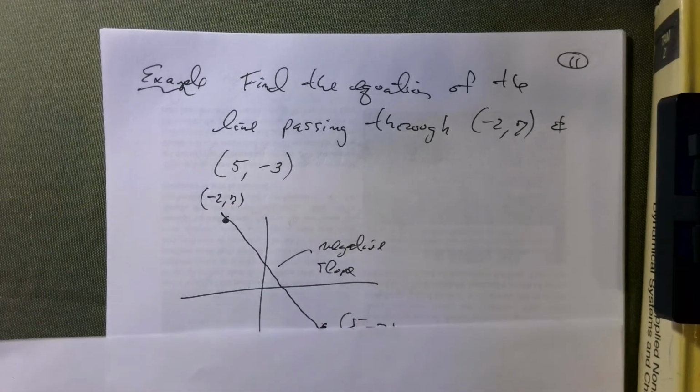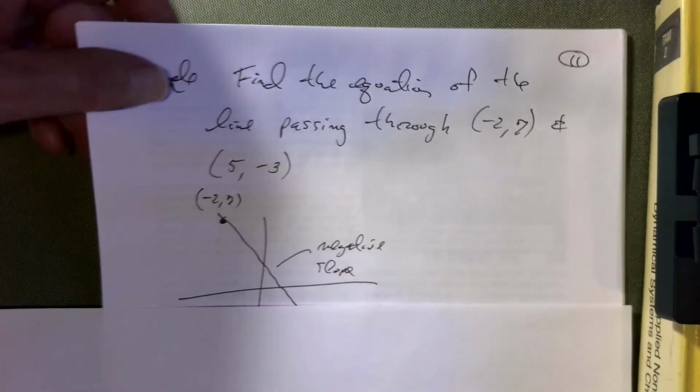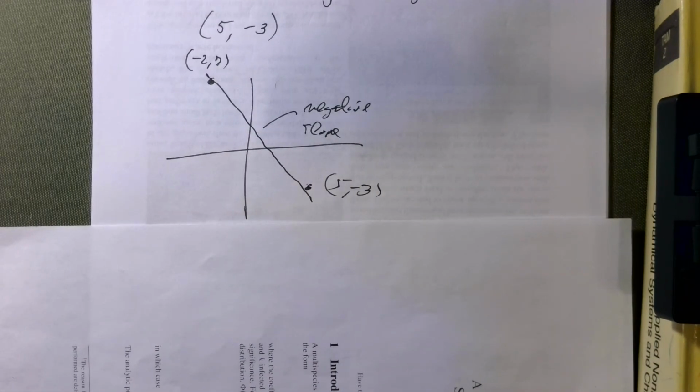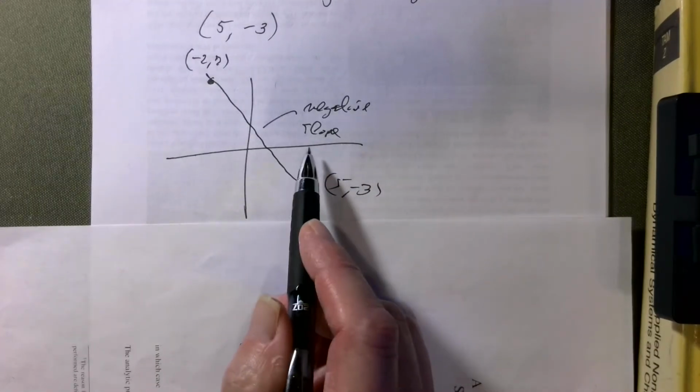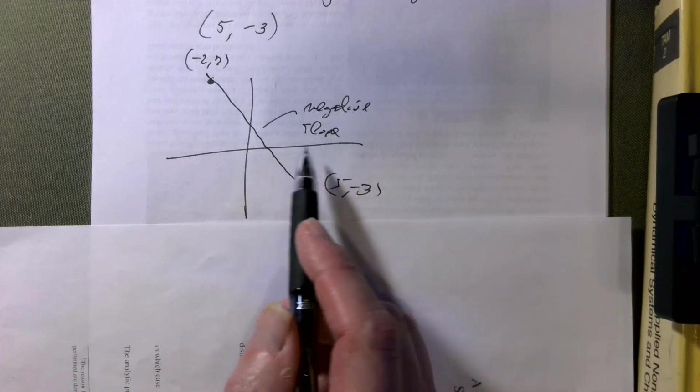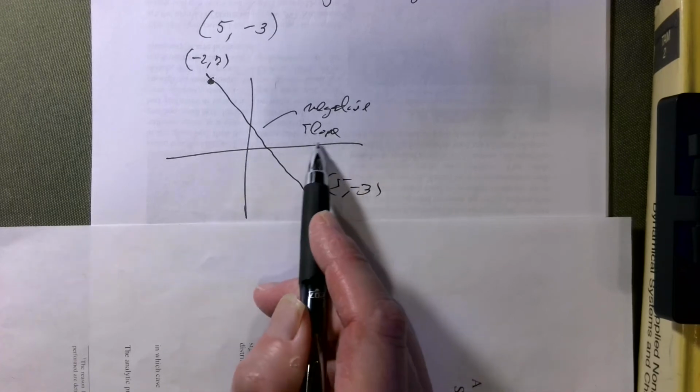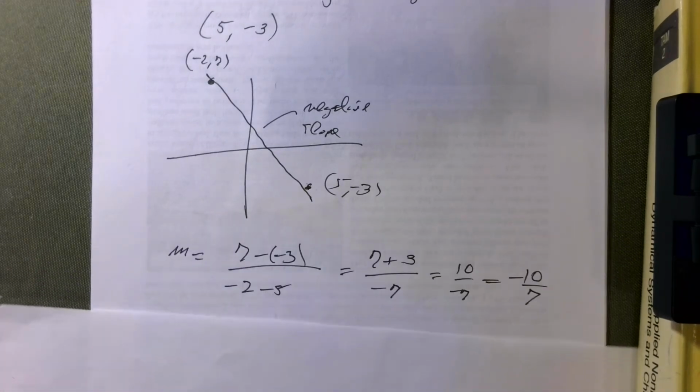Again, I strongly suggest you draw a quick picture. Okay, I guarantee this will cut down on the mistakes. So -2, 7 says you go this way 2 and then up 7. 5, -3 says 5, go down 3. The slope is definitely what? A negative number.